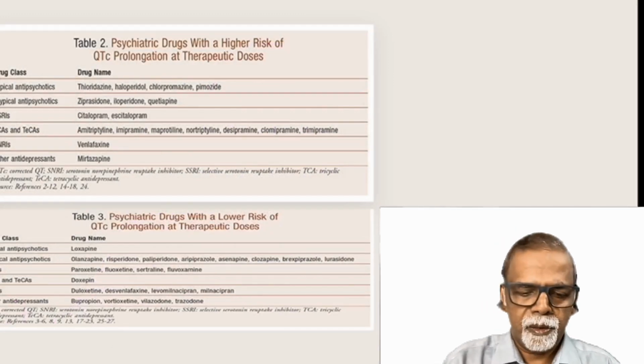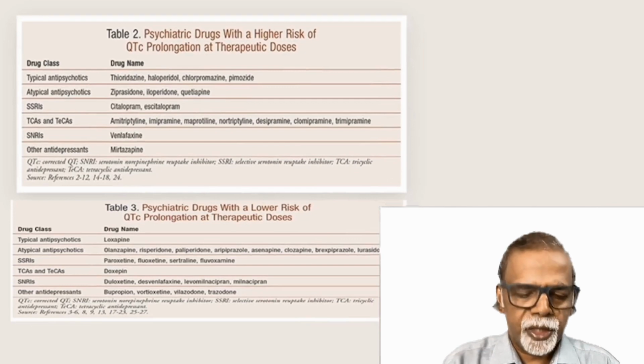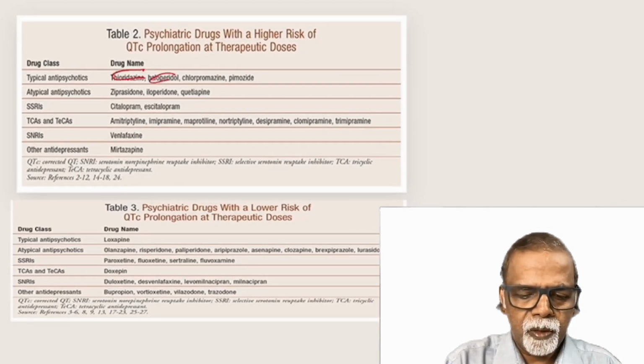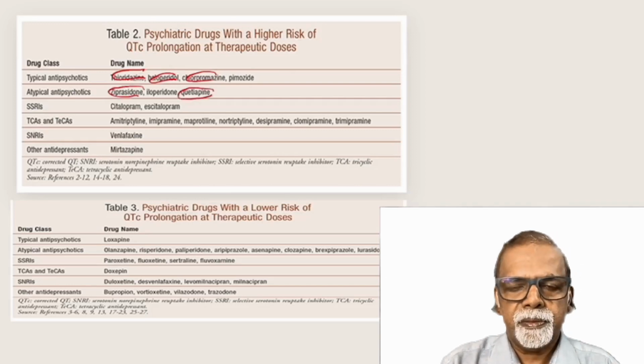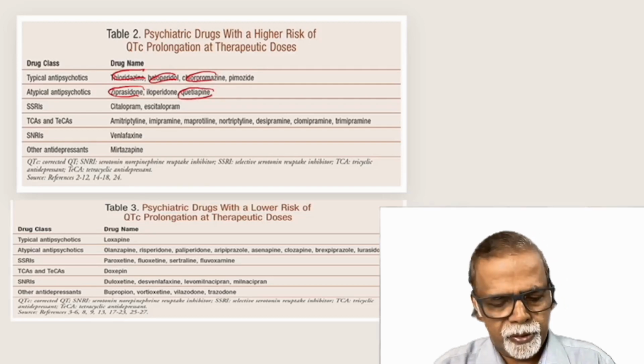So now we look at which drugs have the potential for producing QT prolongation. We can see that the typical antipsychotics thioridazine, haloperidol, and chlorpromazine have a very high incidence. Among the atypical antipsychotics, ziprasidone and, remember, quetiapine are the two drugs.